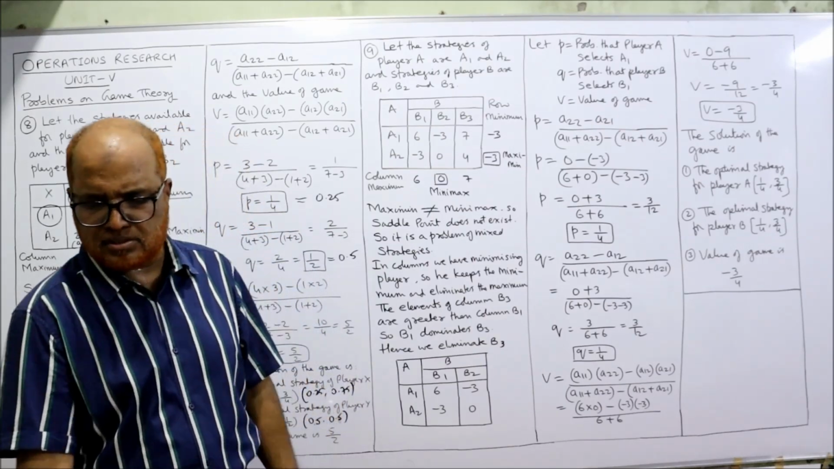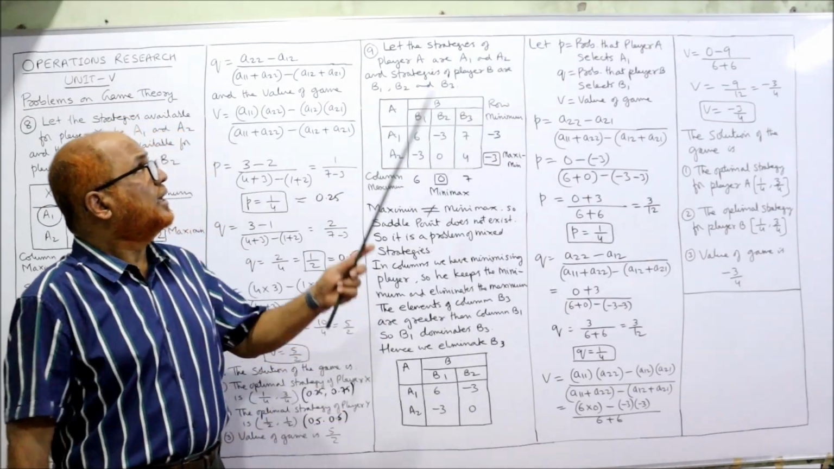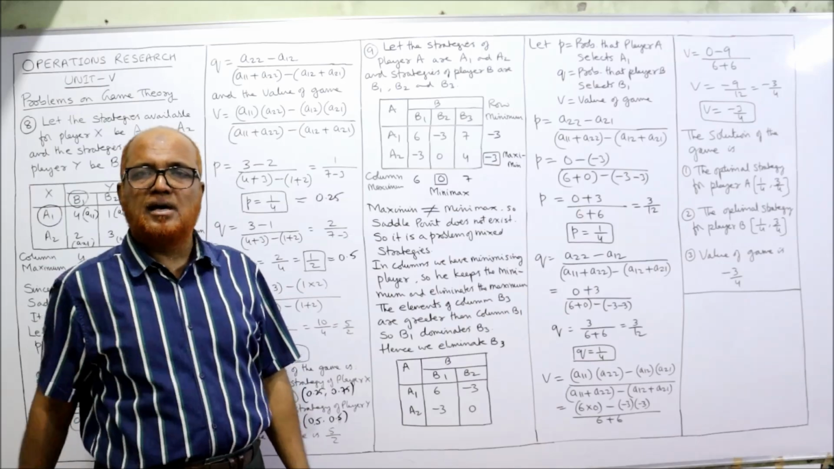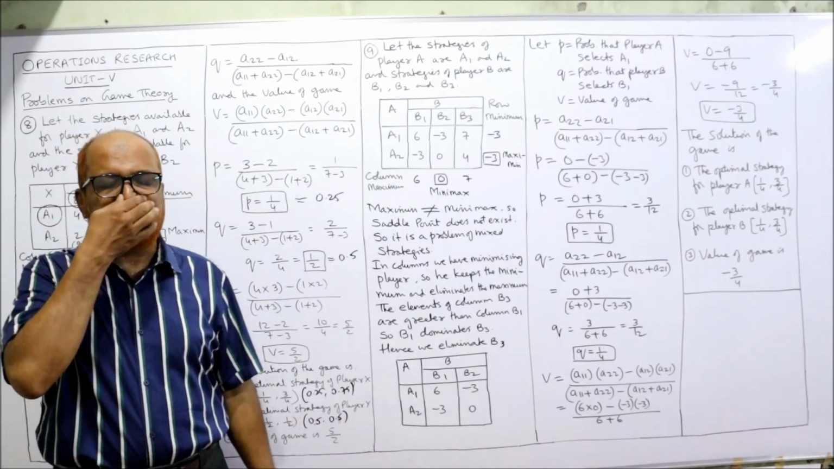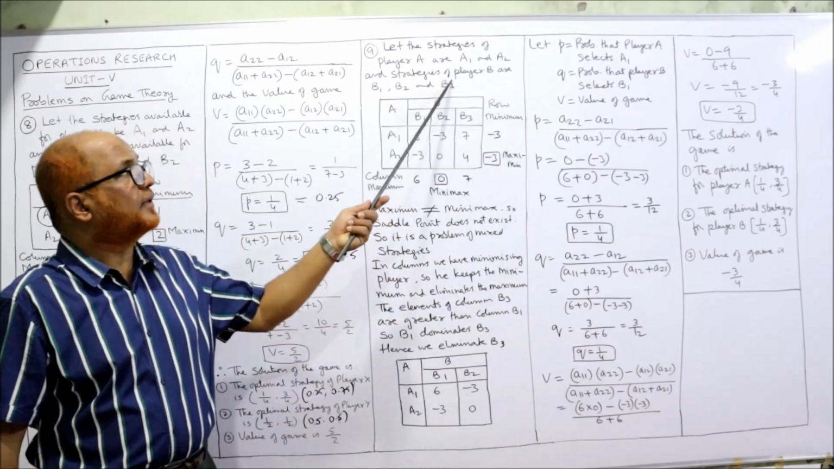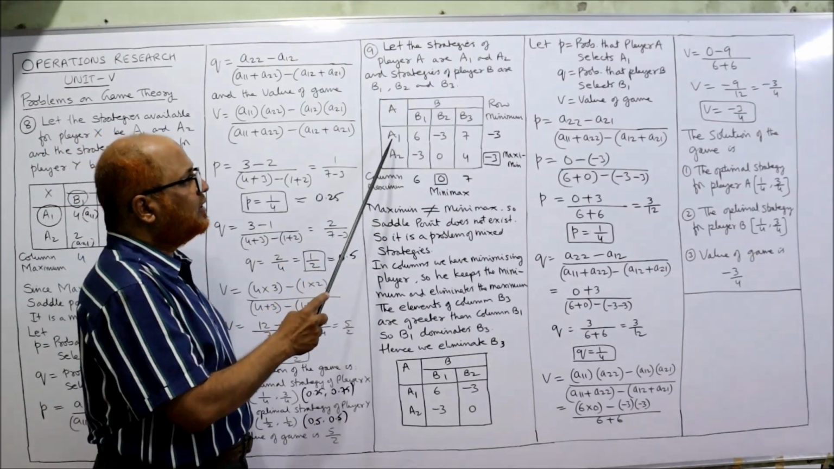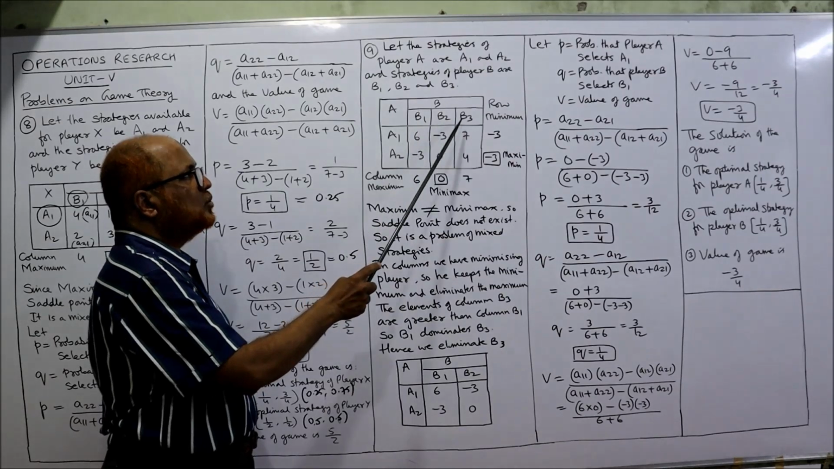We will give the names. It will be better. Let the strategies for player A be A1 and A2, only two strategies, and player B has three columns, so B1, B2, B3, right? The matrix can be written as A1, A2, B1, B2, B3.